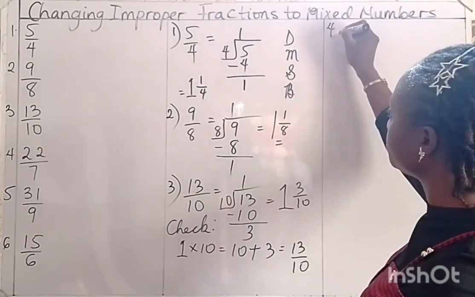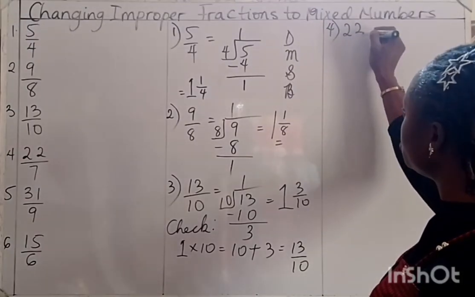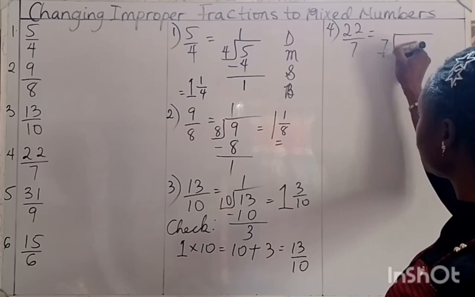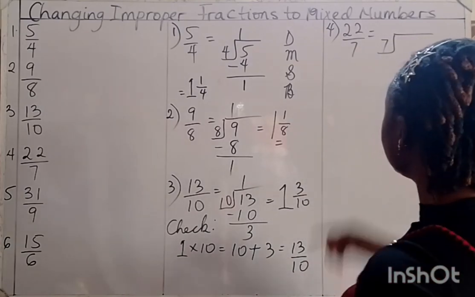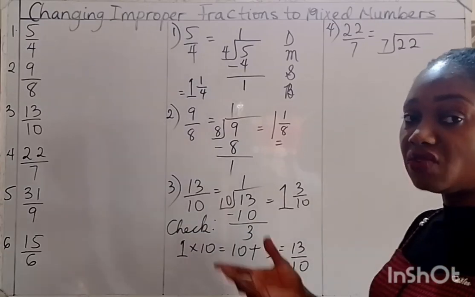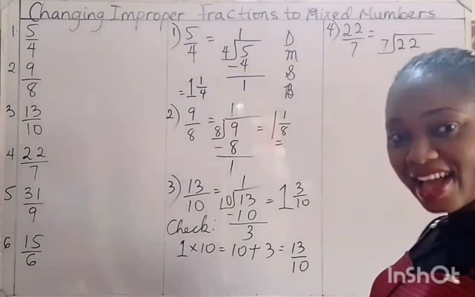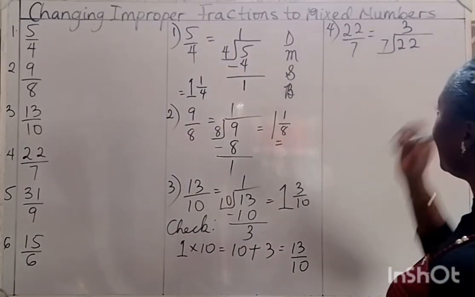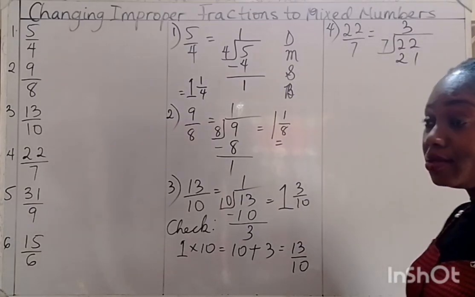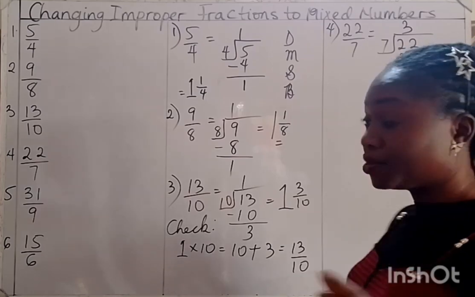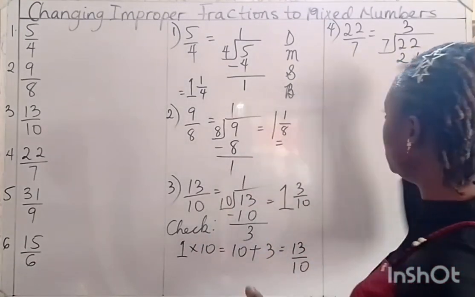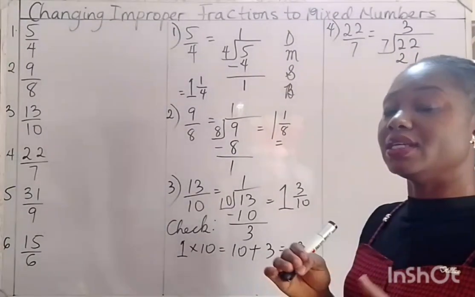Now, question 4. We have 22/7. Our divisor here is 7, and the dividend is 22. How many times will 7 go into 22? 3 times. Yes, because 3 times 7 is what? 21, right? And make sure you know that when you're dividing your numbers, you don't go for a number that is higher than your dividend. You need to go for the number that is lower.